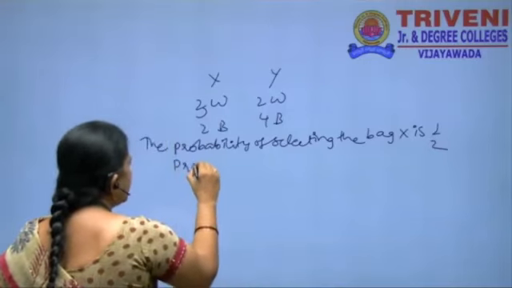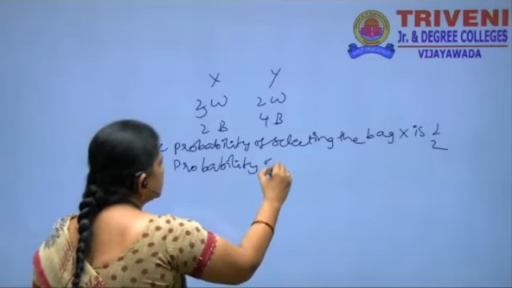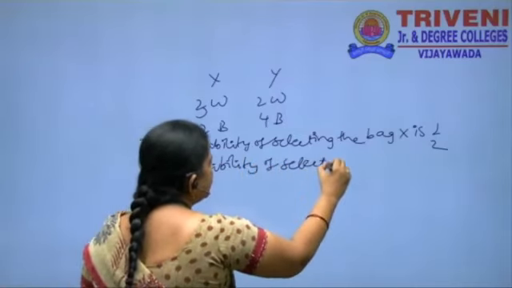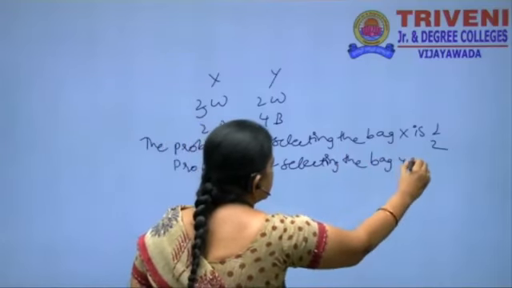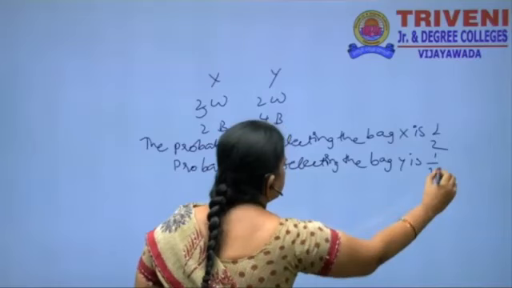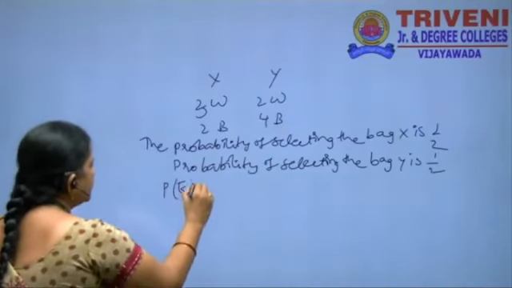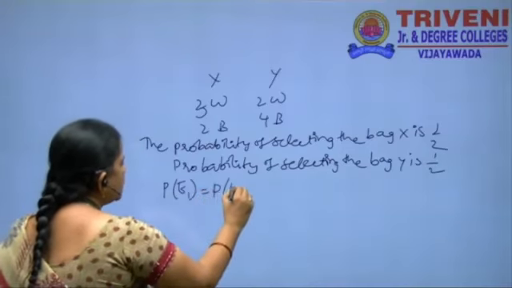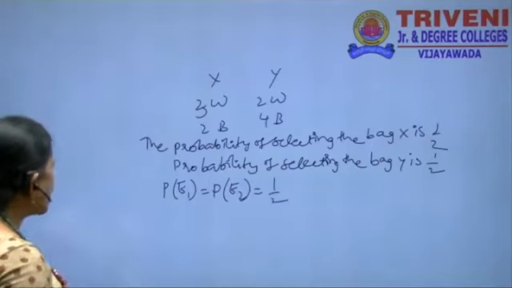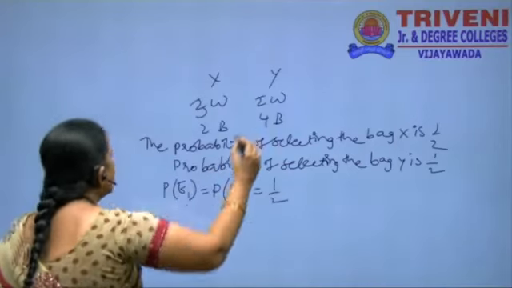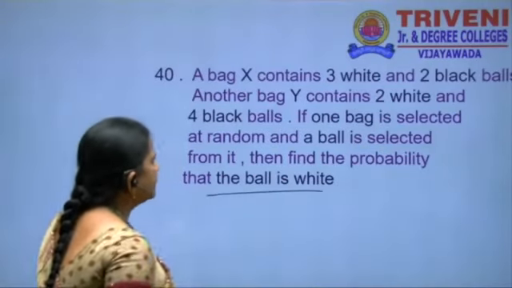Similarly, the probability of selecting the bag Y is 1 by 2. Here we have to take P of E1 is equal to P of E2 is equal to 1 by 2. The probability of finding all balls are white here. Find the probability that the ball is white.